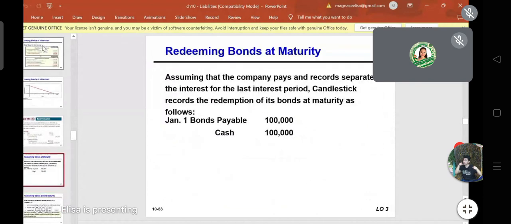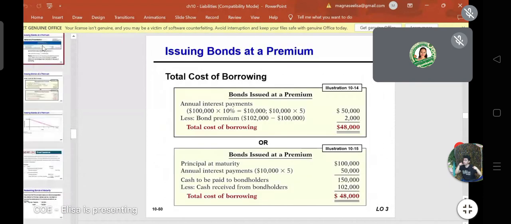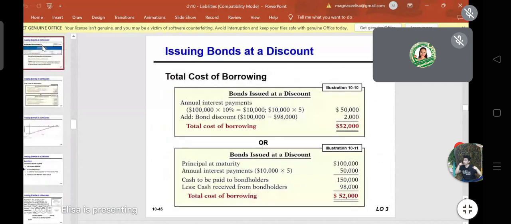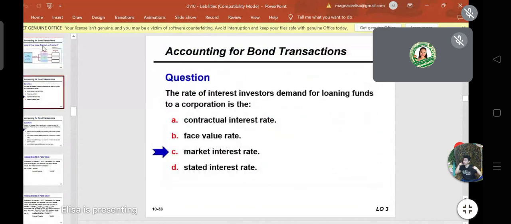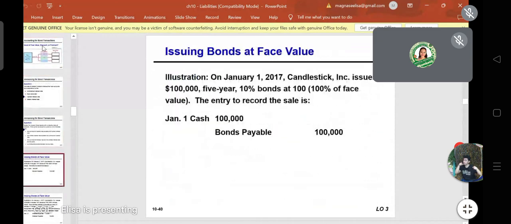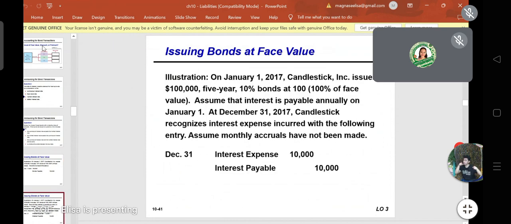I will not go through the other transactions in detail. I just want you to be aware of those transactions. Okay, so issuing bonds at face value: you debit cash, since that is what you received, then credit bonds payable 100,000. So that is at face value.